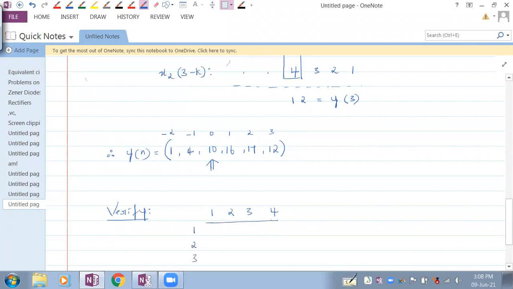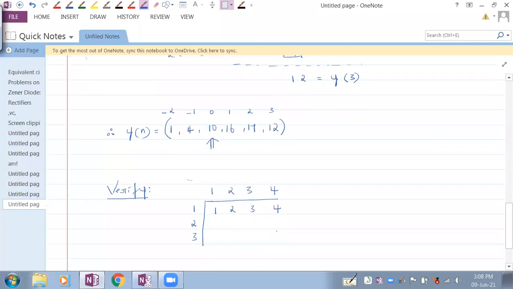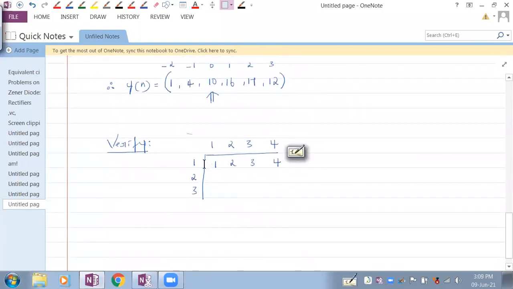Anything can be anywhere because this is commutative, right? Anything can be anywhere, and multiply this now. Multiply this by 1. So what would it be? It would be 1, 2, 3, 4. Fine. Again, multiply this by 2. So that would be 2, 4, 6, 8. Understand? And again, multiply this by 3. So this is 3, 6, 9, 4.